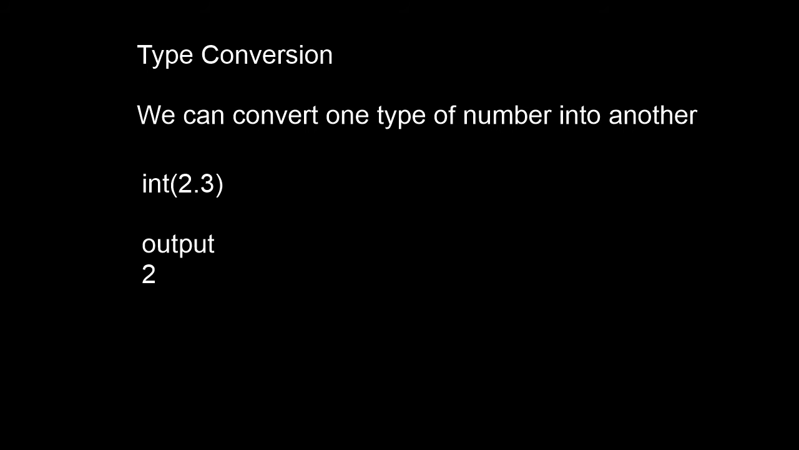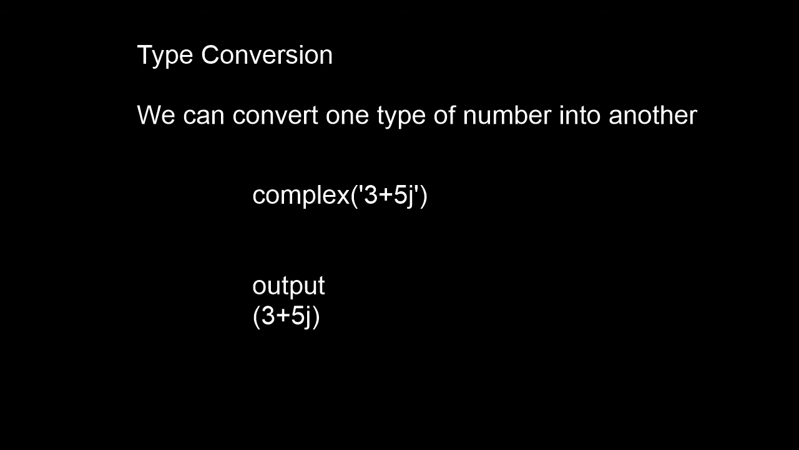Now we will see how to convert one data type of number to another. Here is an example, int of a float number 2.3, then it will be an integer. So to convert to integer, we can use the int function. Now we will see how to convert integer to float. To convert to float, we can use the float function. That means float of 5 will give the result 5.0. So int is used to convert to integer, float is used to convert to float.